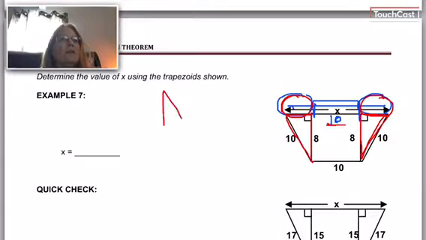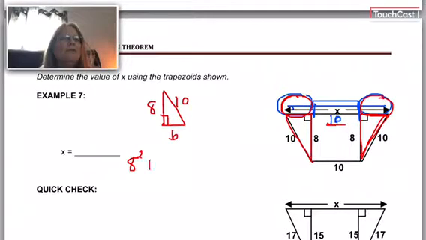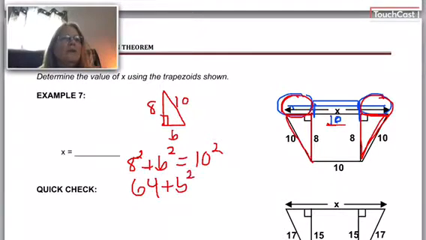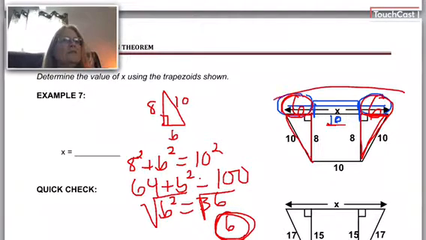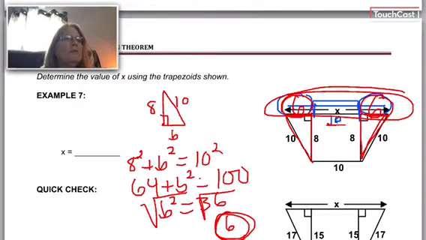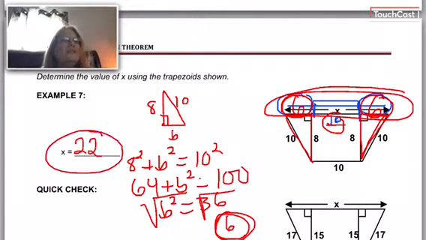So I'm going to draw this triangle like this. And you see I have 10 and I have 8. And this is the side that's missing. I'm going to call that b. So I get 8 squared plus b squared is equal to 10 squared. 64 plus b squared is equal to 100. If you subtract 64 from both sides, b squared is equal to 36. And the square root of 36 is 6. So this is 6 and this is 6. So x is this whole thing here, which is 6 plus 10 plus 6. So x is 22.